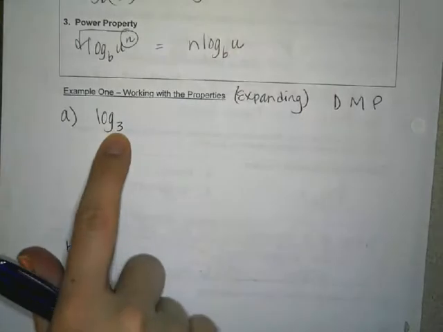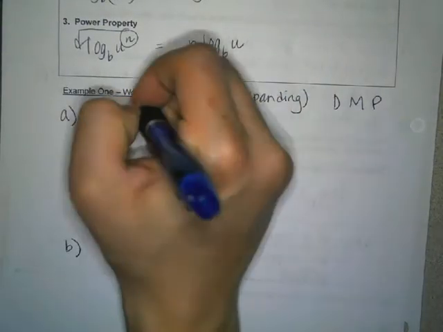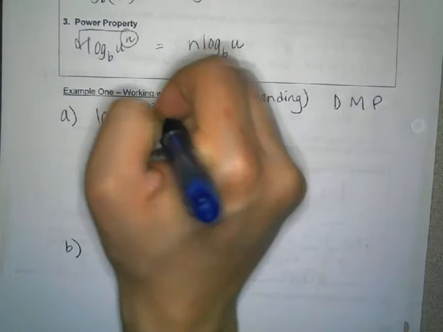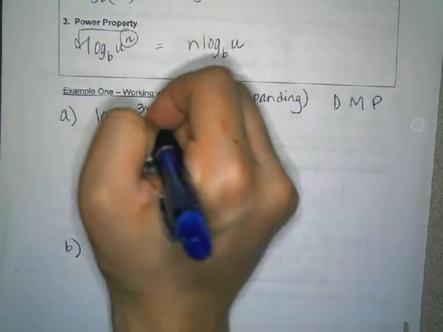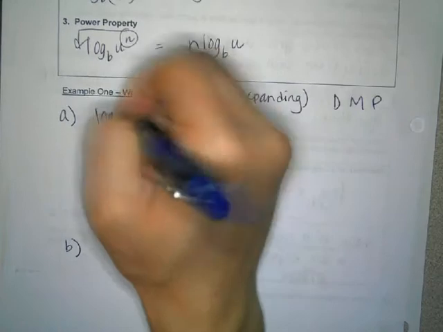Okay, so we're going to write log base 3, and that base is a subscript, so it's written a little bit lower. And then in the argument, I'm going to have 3x squared y over z cubed.